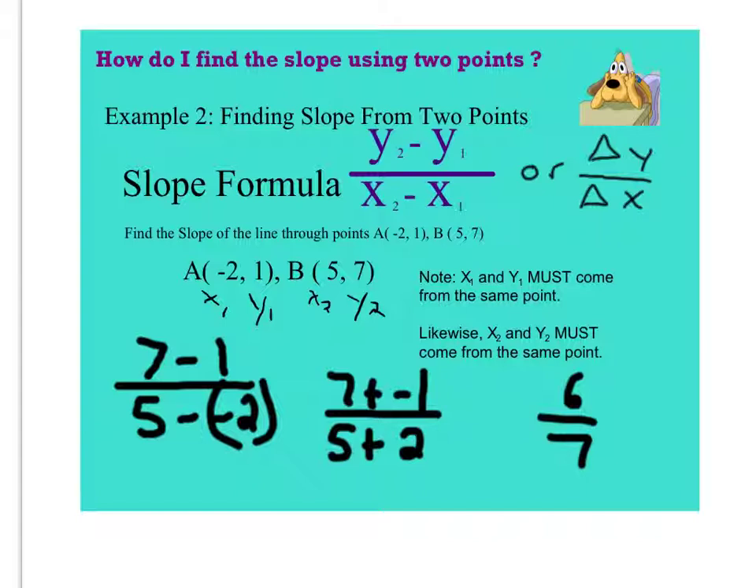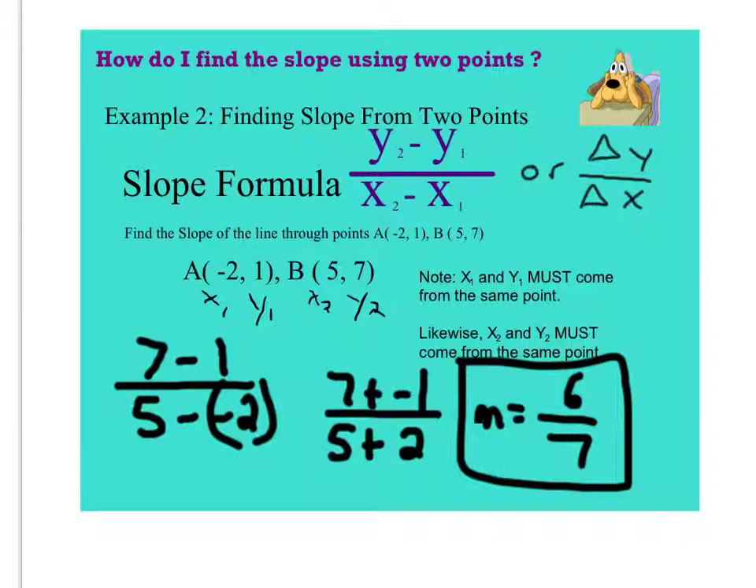And the last thing we need to do is see if we can simplify this, because our slope always has to be simplified, and in this case we can't simplify 6/7. And we always write slope with m equals, because m is our slope variable. So m equals 6/7.